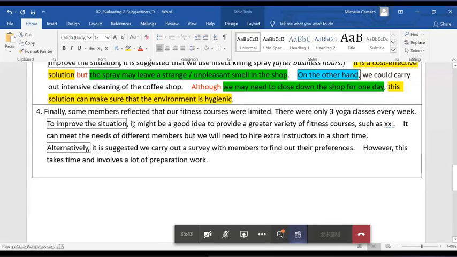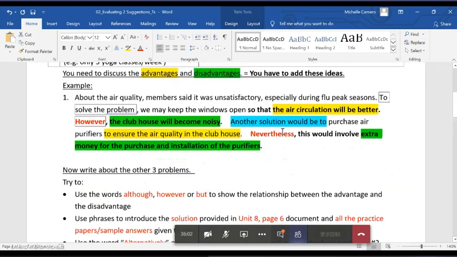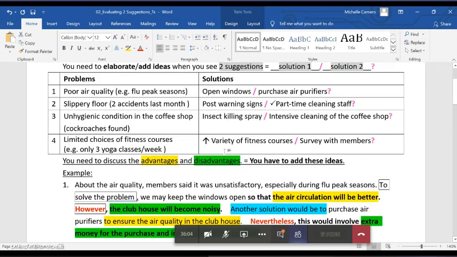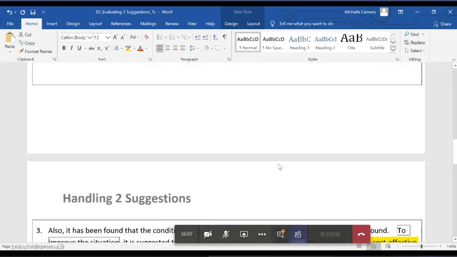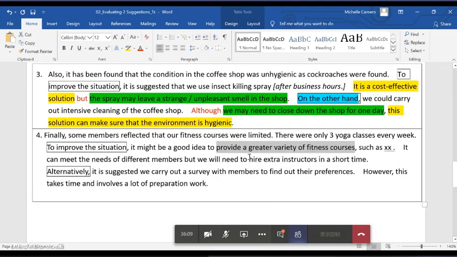To improve the situation, it might be a good idea to provide a greater variety of fitness courses, such as, and then you can give an example. So they use provide, but they said a greater variety. So the word greater or greater variety are the words that are used to show this arrow right here. Okay, so greater variety of fitness courses. So that is our solution. Then it says it can meet the needs of different members. So that is the advantage.